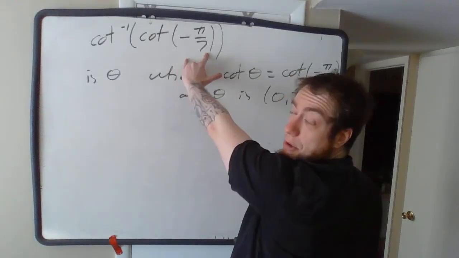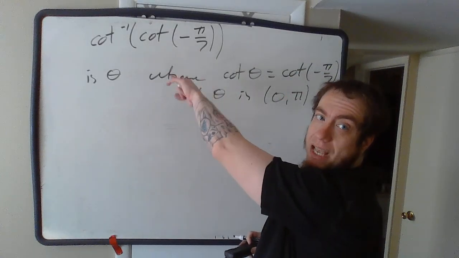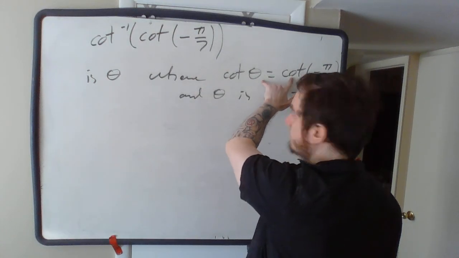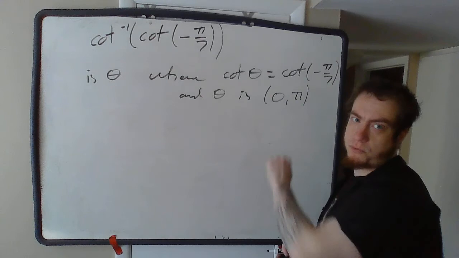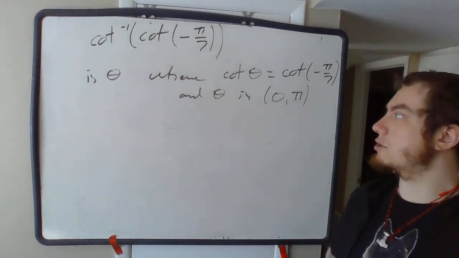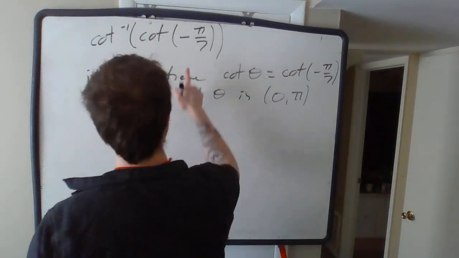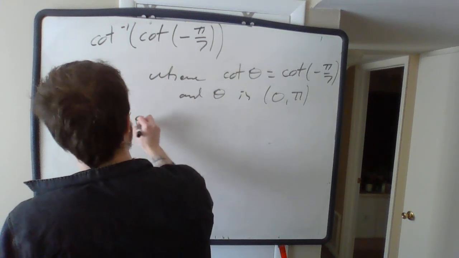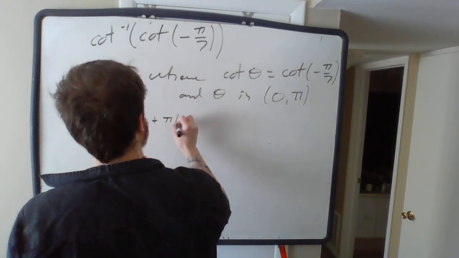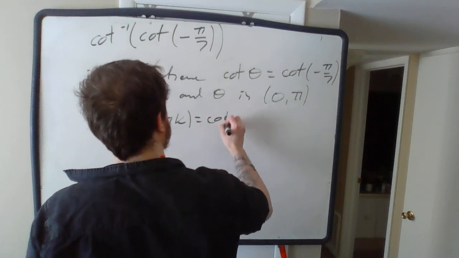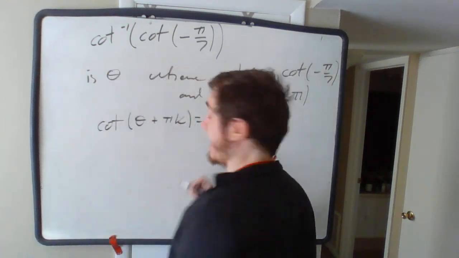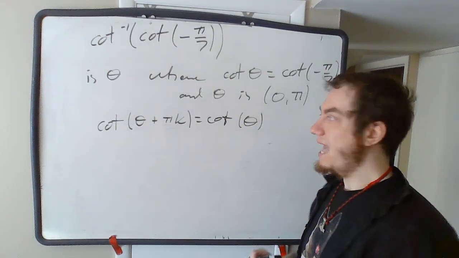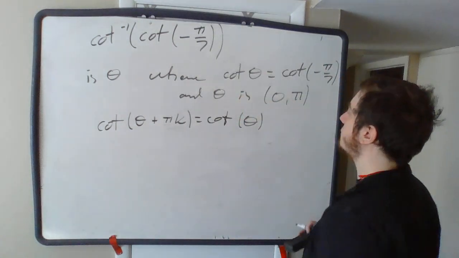Okay, this angle, the minus pi over 7, doesn't meet both of these conditions. It works for the first one, does not work for the second one. It is not in the correct interval. But what we can remember is, once again, cotangent of theta plus pi times k is the same as the cotangent of theta. In other words, I can add or subtract multiples of pi, and I don't change the value of the cotangent.